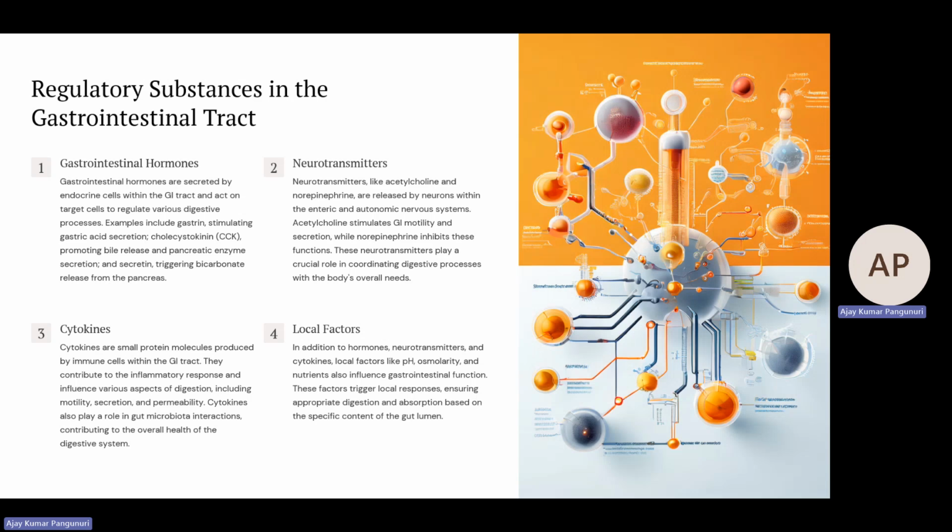Local factors. In addition to hormones, neurotransmitters, and cytokines, local factors like pH, osmolarity, and nutrients also influence gastrointestinal function. These factors trigger local responses, ensuring appropriate digestion and absorption based on the specific content of the gut lumen.